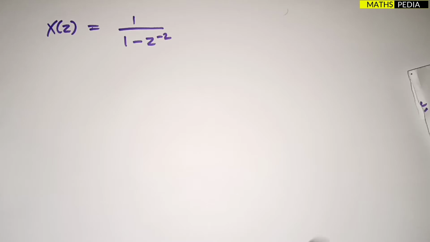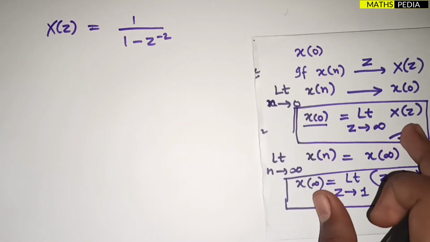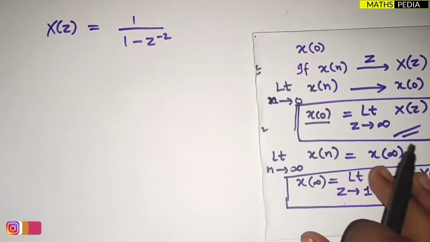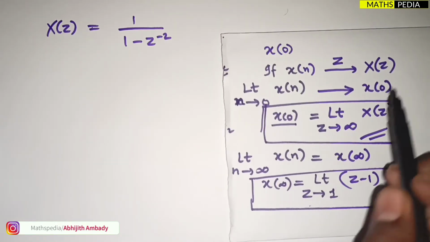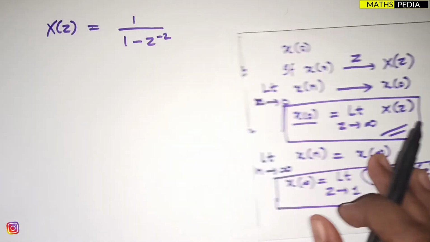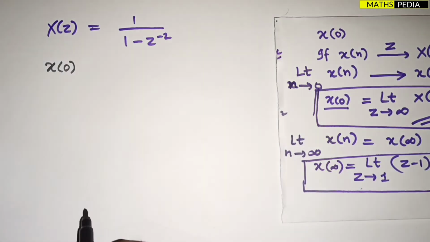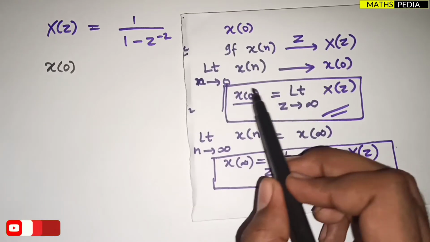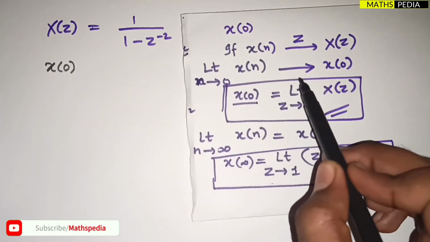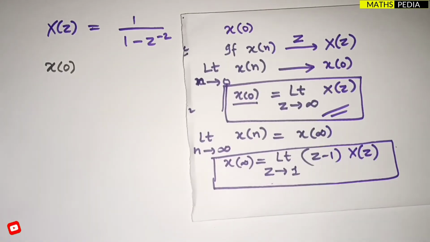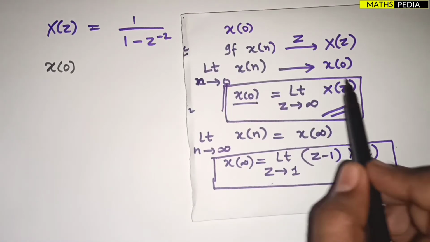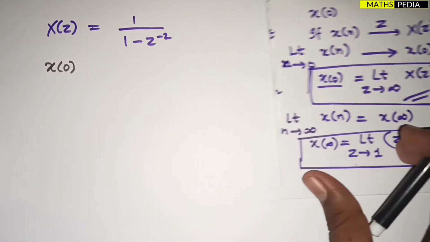Now let us look into the question. As we discussed about the initial value and final value, in the question the X of z value will be given, and that is over here. First we'll find out x of 0, which is nothing but the initial value. How to find that? x of 0 should be the limit z tends to infinity X of z. So X of z is given, you have to just put the limit for that.